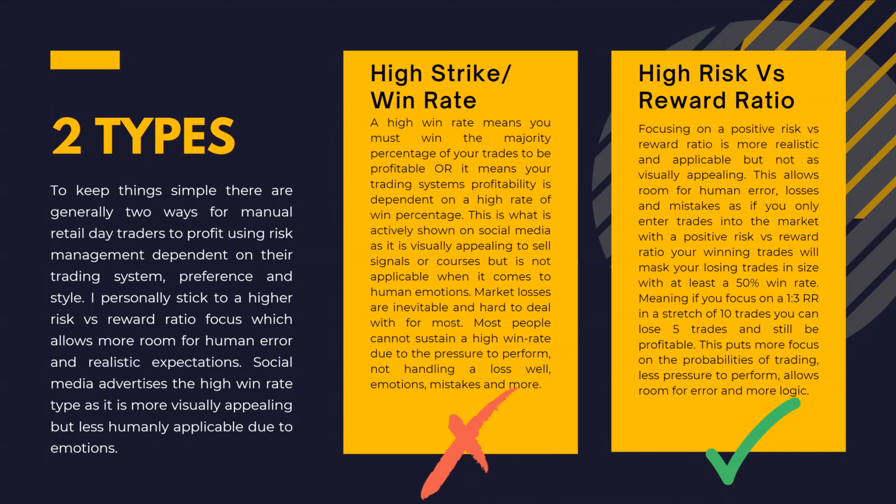So number one, a high strike and win rate. A high win rate means you must win the majority percentage of your trades to be profitable, or it means your trading system's profitability is dependent on a high win rate. This is a lot of the people that you see who take one-to-one risk versus reward ratio trades. Meaning if you're putting in $10 risk to the market, you're looking to get $10 profit. It's a one-to-one risk versus reward. To actively be making profit long-term with a one-to-one risk versus reward, a 1-to-1.5, even a 1-to-2 risk versus reward, you need a high strike rate, a high win rate, right?